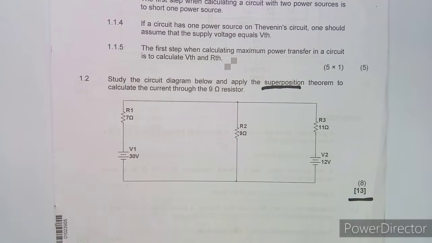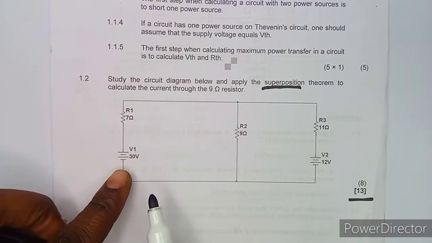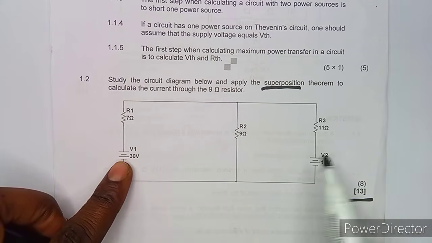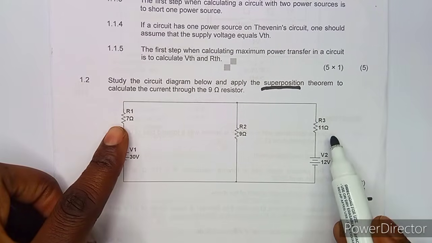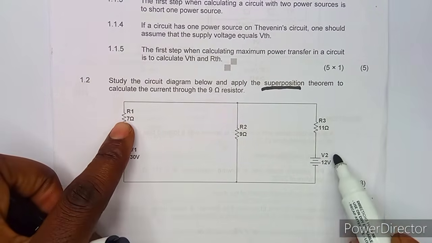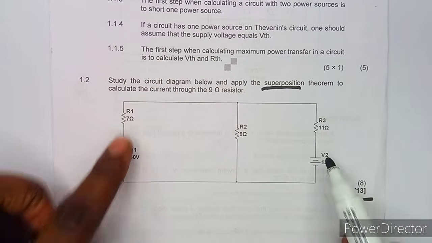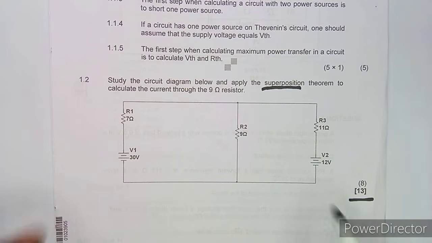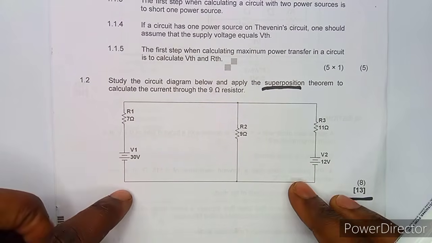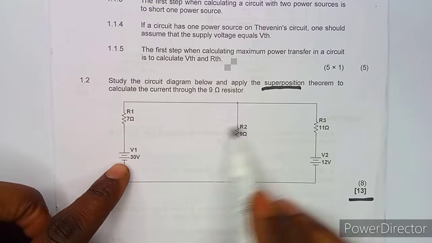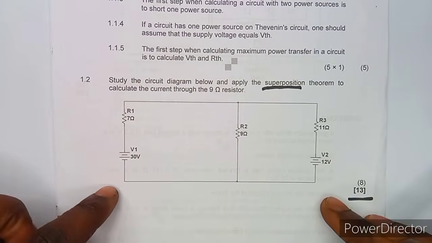Take note, you work according to the circuit. They have given us the voltages V1 and V2, R1 and R3. Take note, this does not correspond. This is V1, R1, V2, R2, but this is what you have on your circuit in the question paper. You have to work with what you're given. You don't change the order that you're given.